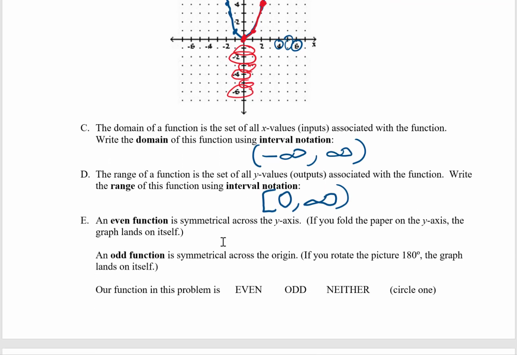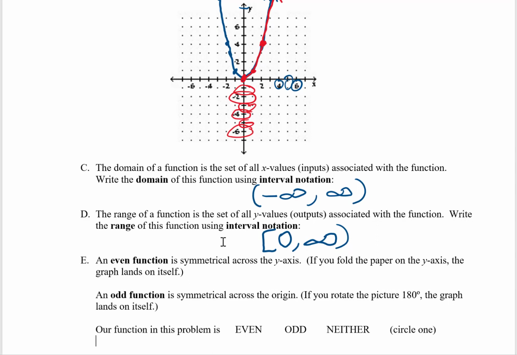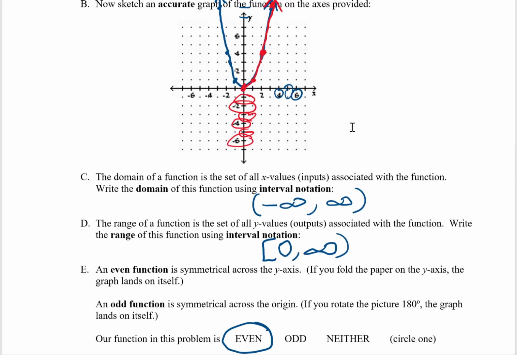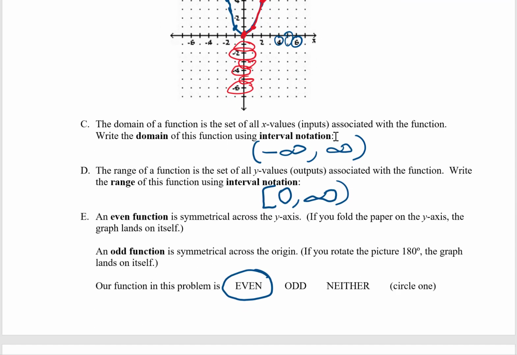And then letter E reminds us about even functions and odd functions. An even function is symmetrical across the y-axis, meaning if you folded your paper right along the y-axis, the graph would land on itself. An odd function is symmetrical across the origin. That means if you turn the picture upside down, if you rotate it around 180 degrees, the graph would land on itself. Well, I hope it's pretty obvious to you in this case that this is an even function. That y-axis functions essentially as a mirror. If you folded the red part of the picture across the y-axis, it would land right on that blue part of the picture. And so this function is even.